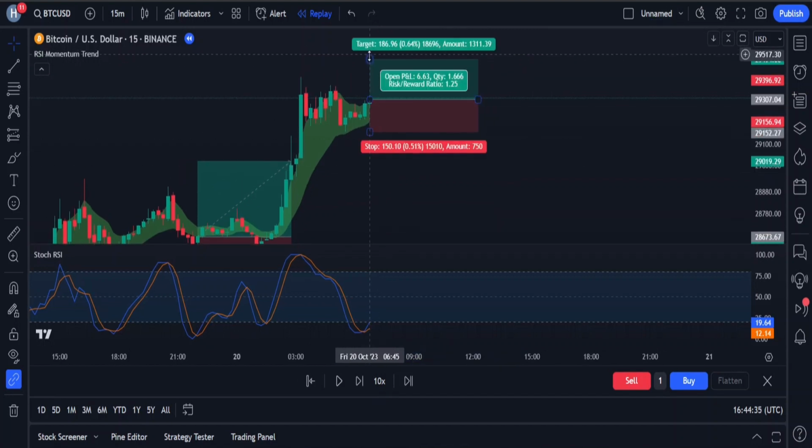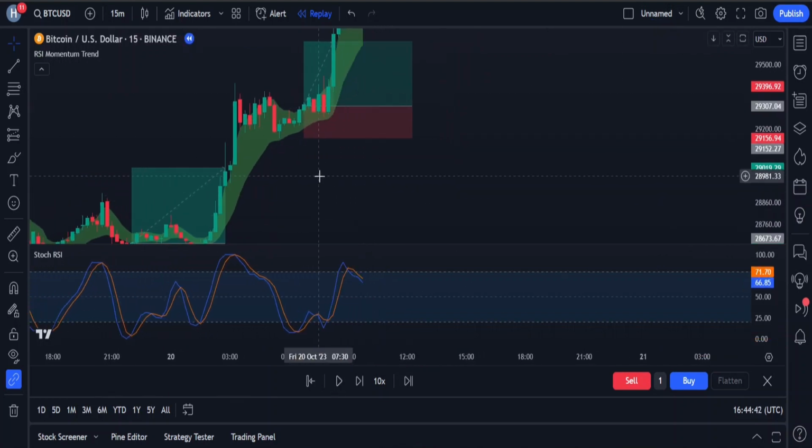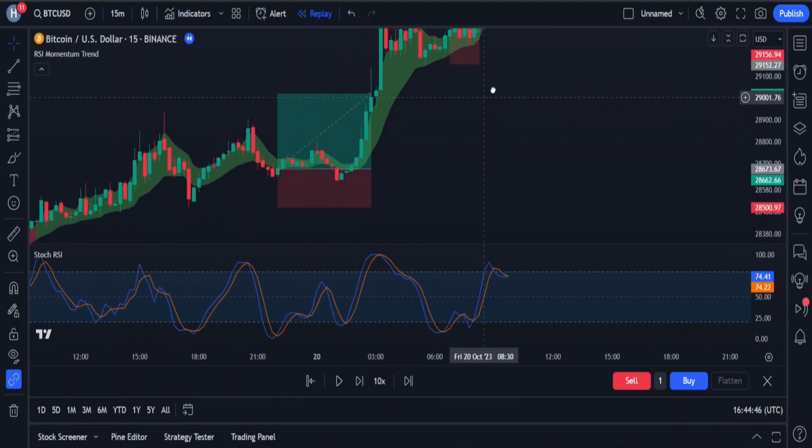Our stop loss will be set at the recent swing low, and the take profit target will be set at 2%. There is one more rule we can apply while setting our take profit target. Let's see that in the sell trade example we are going to see next.